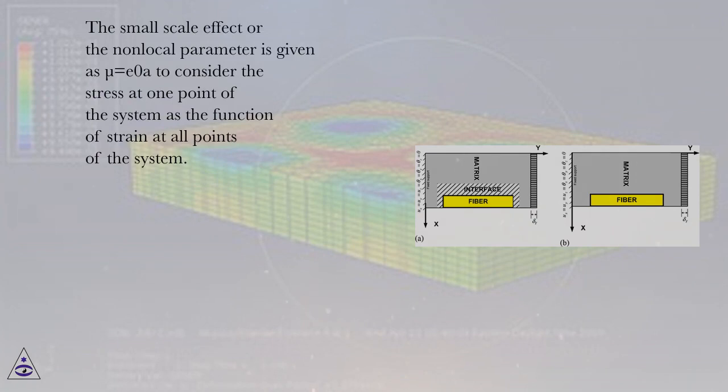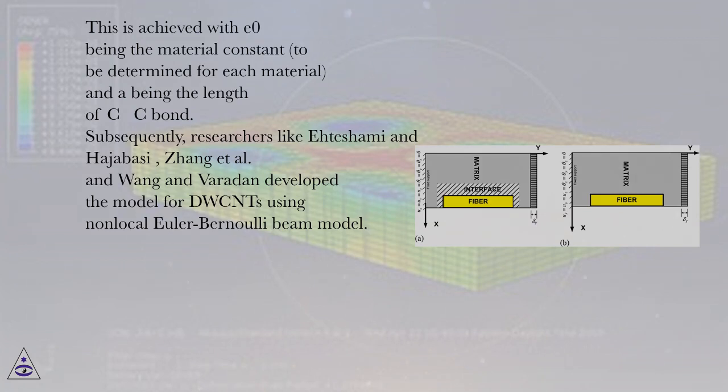The small-scale effect or the non-local parameter is given as mu equals e0a to consider the stress at one point of the system as the function of strain at all points of the system. This is achieved with e0 being the material constant, to be determined for each material, and a being the length of CC bond. Subsequently, researchers like Eltaher and Hijabasi, Xu et al., and Wang and Varadan developed the model for DWCNTs using non-local Euler-Bernoulli beam model.